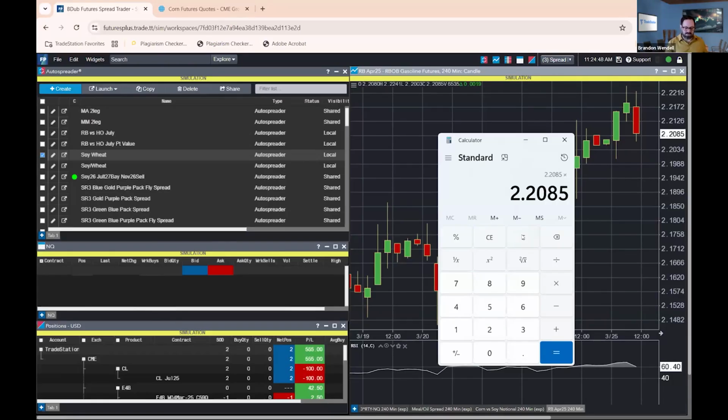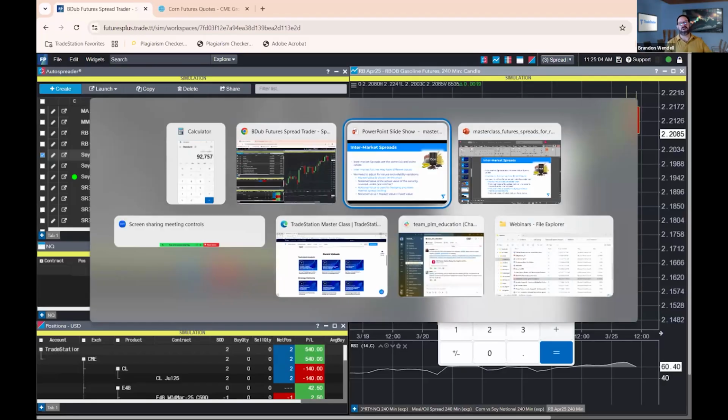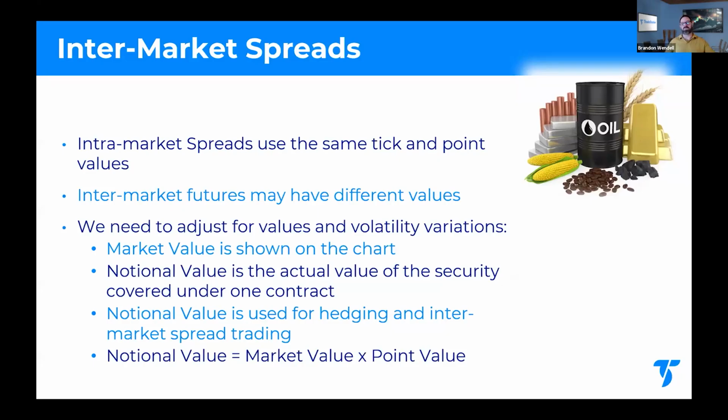And as I was saying, with gasoline, we have 2.2085 times the point value of 42,000. That means you're trading $92,000 worth of gasoline when you trade a gasoline contract, or basically what I use to fill up my truck. No, that's not that bad. Anyway, that's notional value. Notional value is the actual value of what you're trading. Market value is what you're buying and selling the contract for.